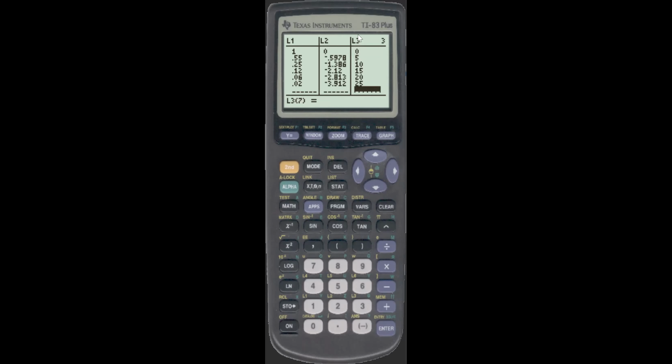X is in L2 and Y is in L3, because what I'm calling X is really the natural log of P, because that's what it's asking for. If you look in the problem there, it's asking for the natural log of P to take the role of your variable. So second quit, and then you go back to stat, calc, linreg right there.